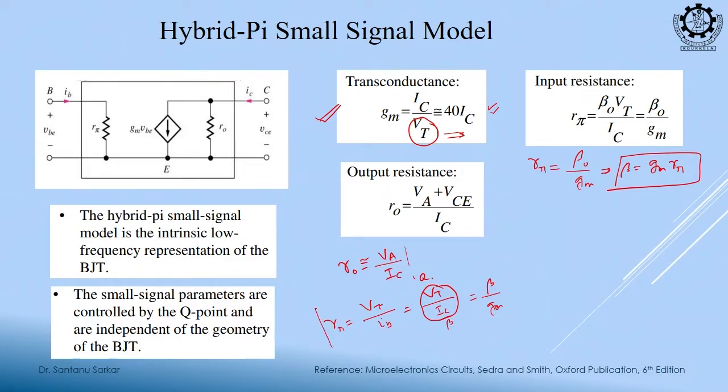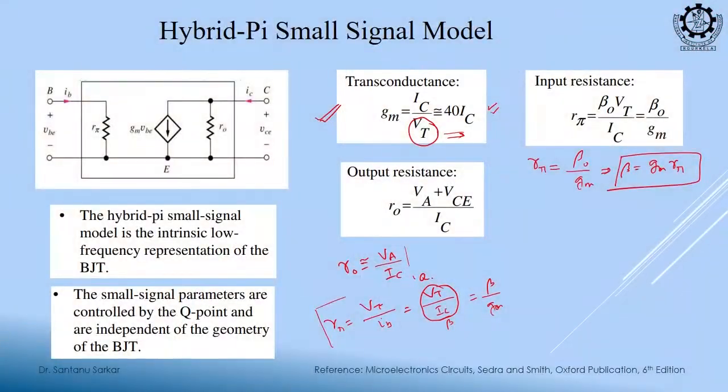So, at the input side, input resistance Vt by Ib is equal to beta by gm. Why? Because Ic by Vt is gm. Always remember, del I by del V is transconductance, del V by del I is resistance. So, these two terms you have to remember, and the rest of the relationships will come automatically. Okay, so this is our hybrid pi model.